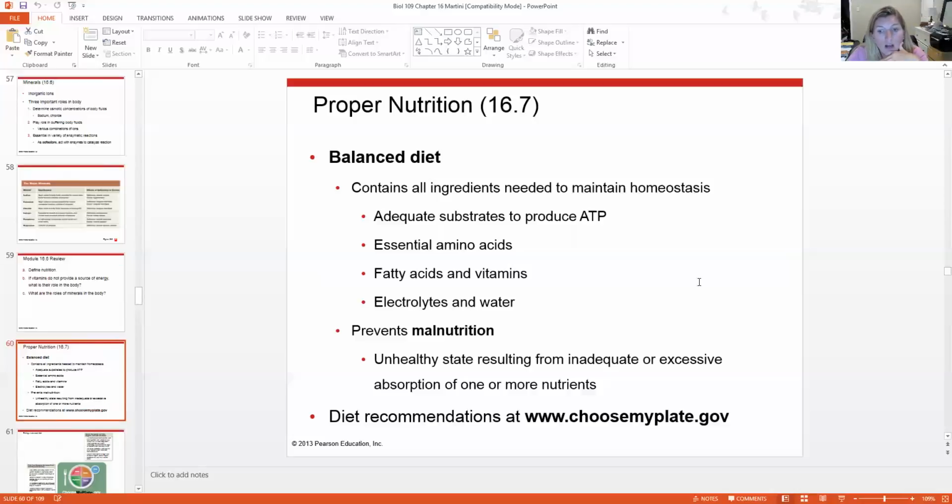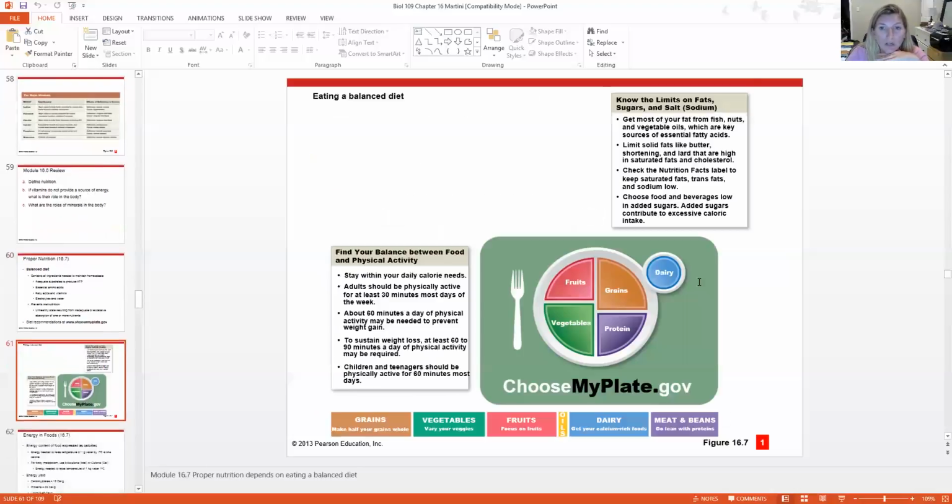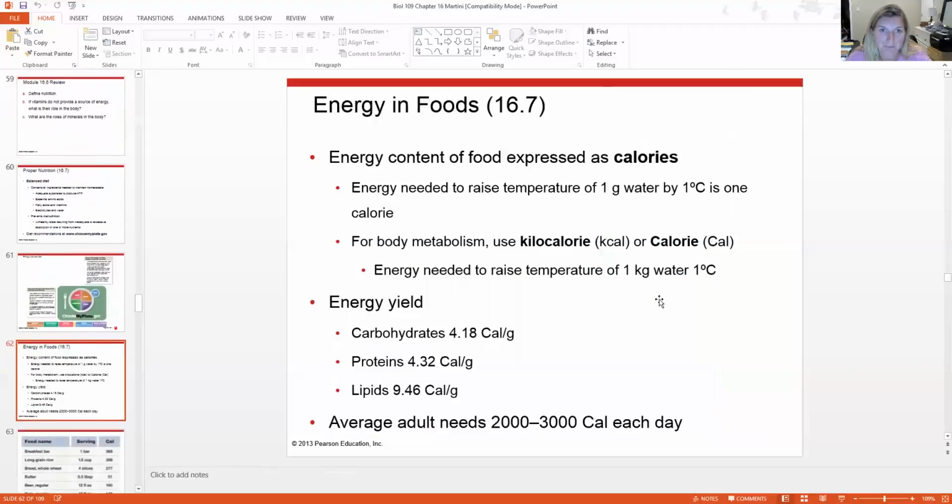more nutrients. Your dietary recommendations can be found at choosemyplate.gov, a pretty cool interactive website that you can play around with, where you basically find the balance between the food that you eat and your physical activity level. So it takes into account your age, your weight, your current activity level, and it recommends what your plate should look like every day. And instead of telling you need to eat this many fruits a day and this many vegetables a day, it literally says this is what your plate should look like. It breaks it down a little more, which I think is a little more user-friendly.